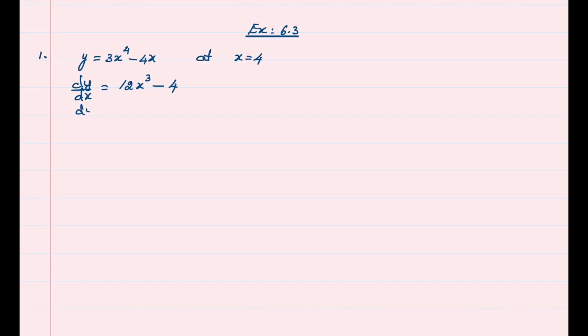But we need the slope of the tangent drawn to the curve at x equal to 4. Let us plug in this value 4. 12 times 4 cube minus 4. 12 times 64 minus 4. 768 minus 4. The answer is 764.